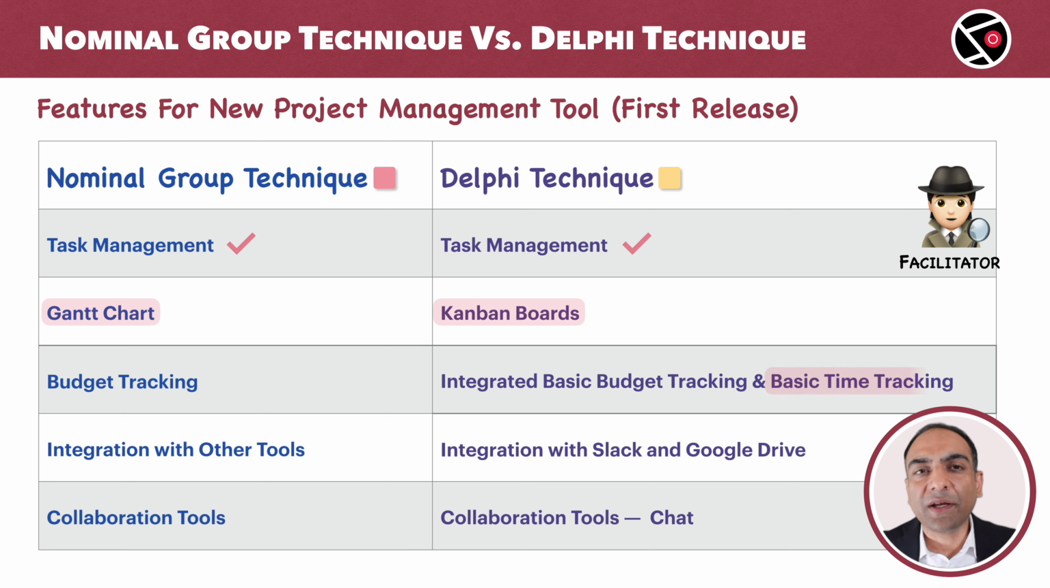Basic time tracking is added to budget tracking. For third-party tool integration, specific tools, Slack and Google Drive are identified. Similarly, chat is identified as a target collaborative tool. Let me re-emphasize a very important point. Nominal group technique and Delphi technique do not compete with each other. These are 2 extremely powerful tools designed to address 2 different sets of problems.